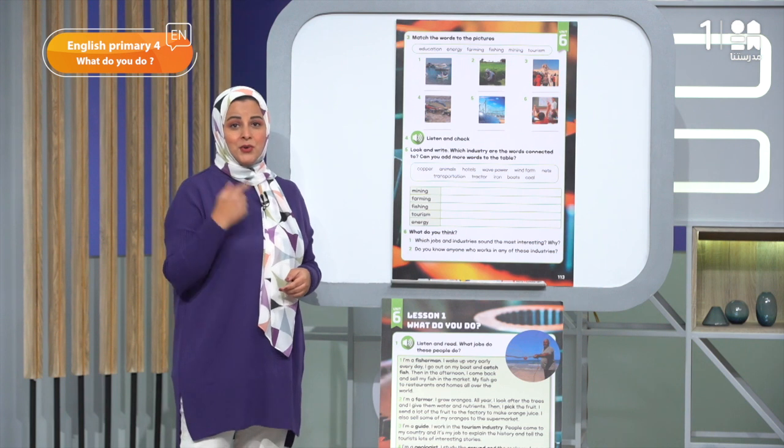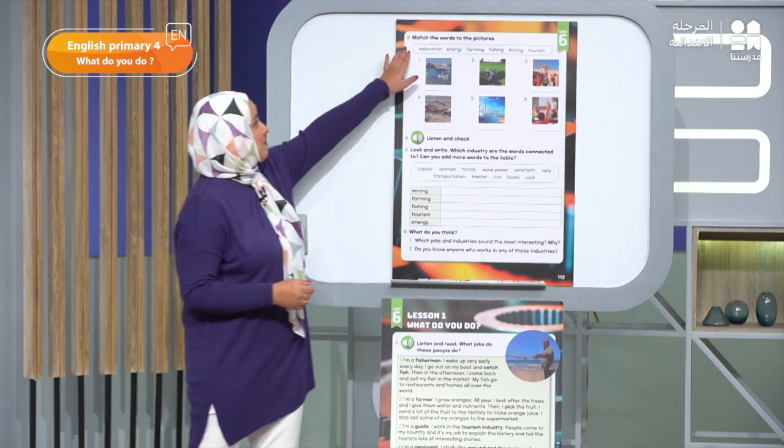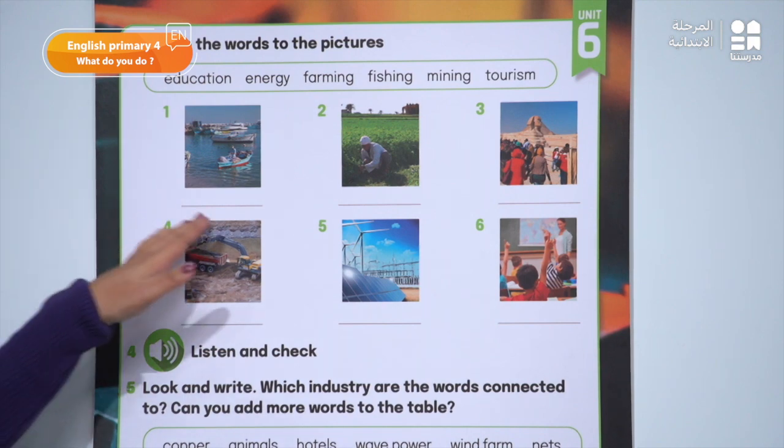Let's read the words in the word box or the word bank. All right. Match the words to the pictures. So we will read the words and then we will match the words to the picture, and of course we will write down the words.